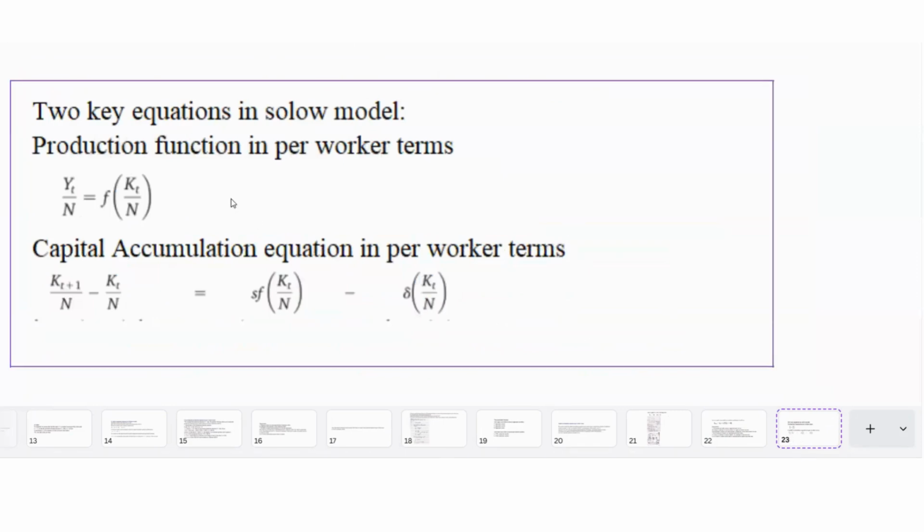So there are two key equations in the Solow model. One is the production function in per worker terms. The other is the capital accumulation equation in per worker terms, which allows us to describe the evolution of capital over time by expressing change in capital per worker as a function of capital per worker and the parameters of the model S and delta.